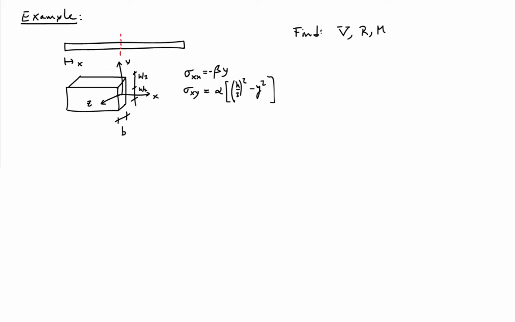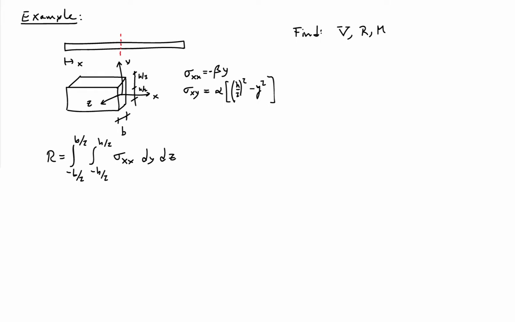Let's go ahead and try to determine what the resultant forces on this cross-section, V, R, and M, are for this type of stress distribution. To do that, we'll use our general relationships. First, we'll start with the internal force R, the axial force in the x direction.